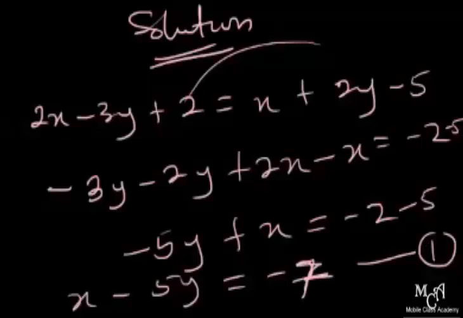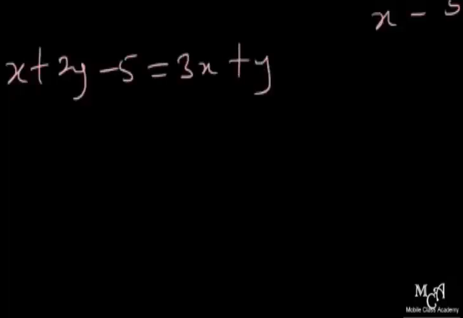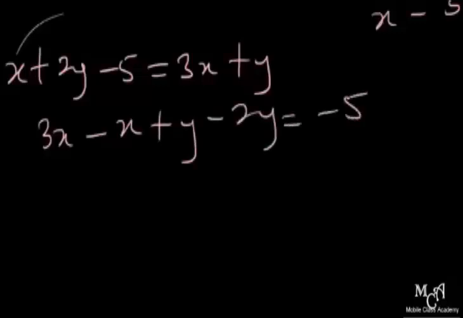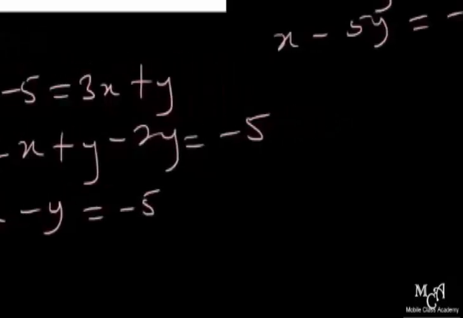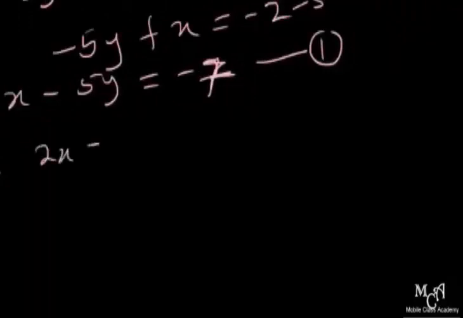So let's go further to equate this to the other one. So I have x plus 2y minus 5 equal to 3x plus y. If I collect like terms, I have 3x, this one crosses here, it becomes minus x, plus y, this one crosses here, it becomes minus 2y, which gives me minus 5. So this is 2x, because 3x minus x is 2x, and then y minus 2y is minus y, equal to minus 5. So the second equation becomes 2x minus y equal to minus 5. So this is our equation 2.